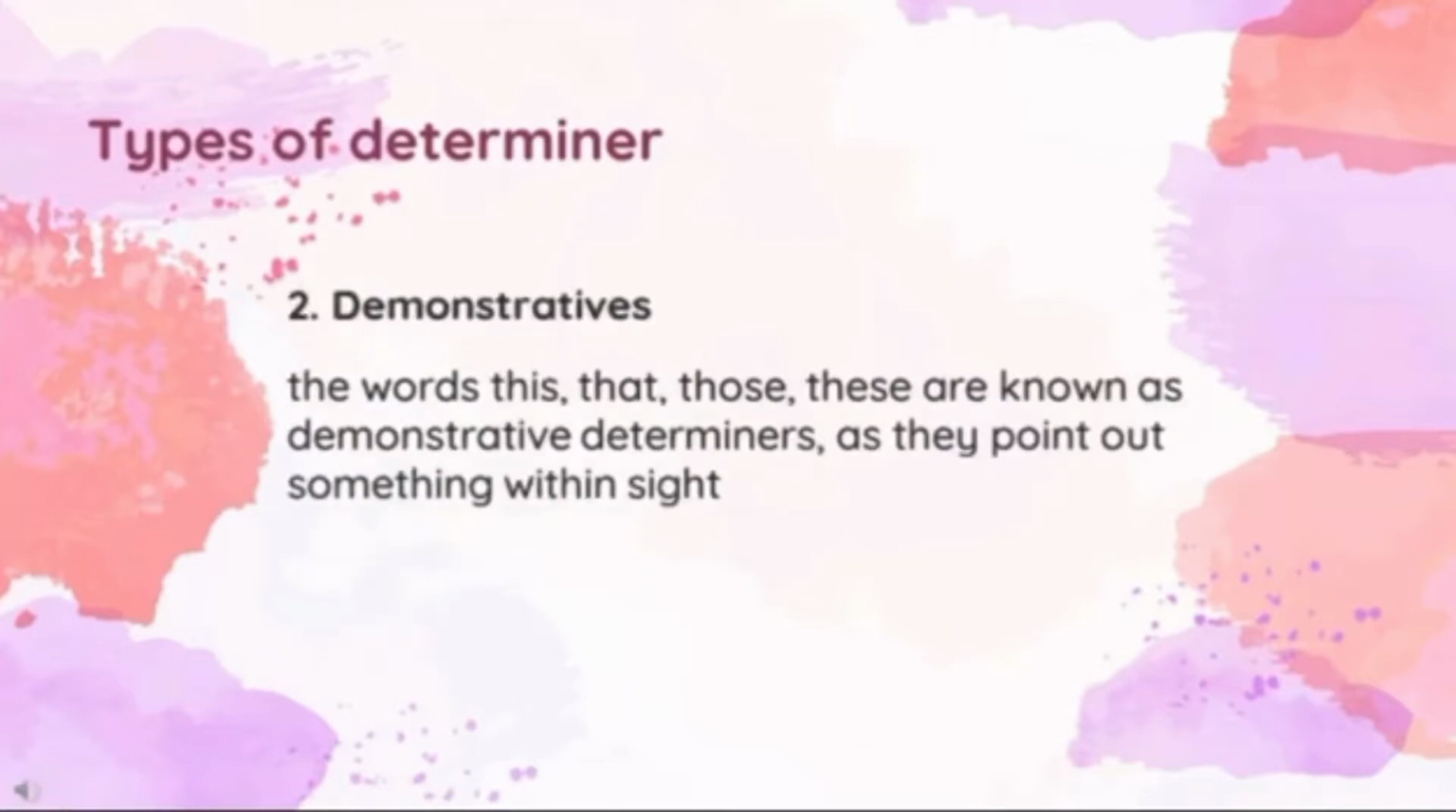The second is demonstrative. The words this, that, these, those are known as demonstrative determiners, as they point out something with its sign. Example, this is my laptop. Demonstrative used as pronoun, subject of the verb is.